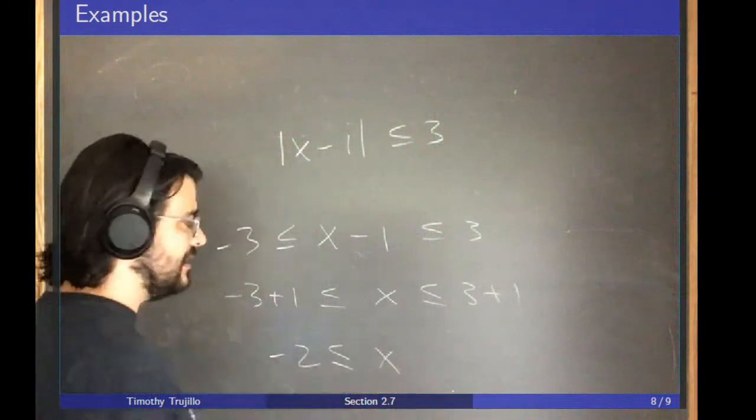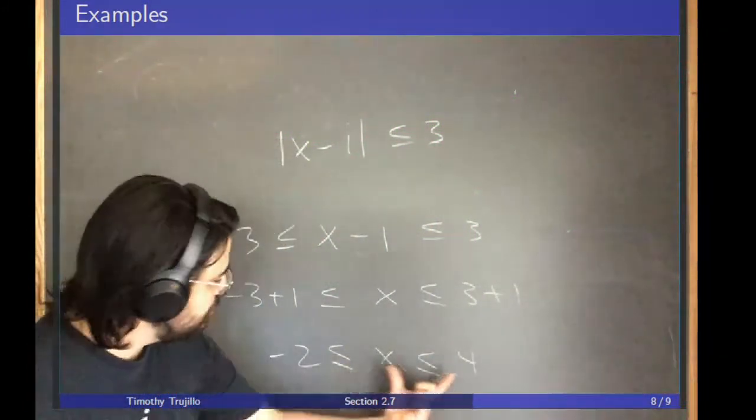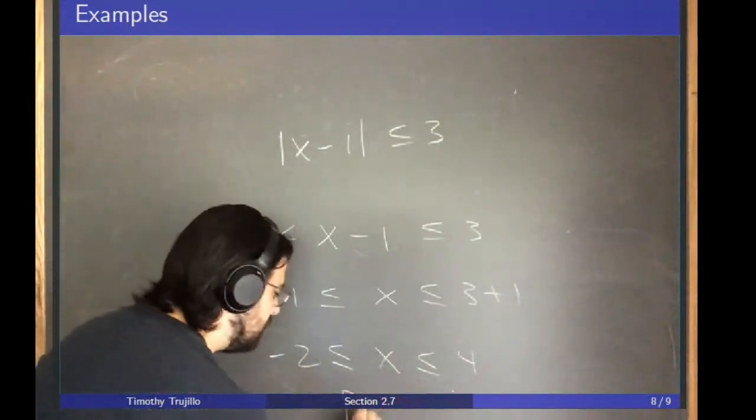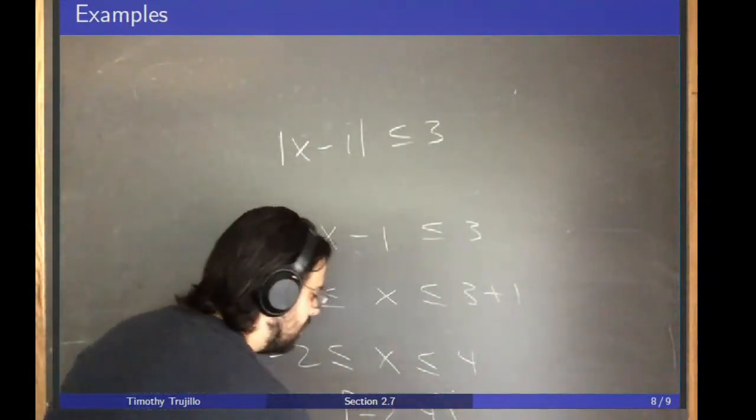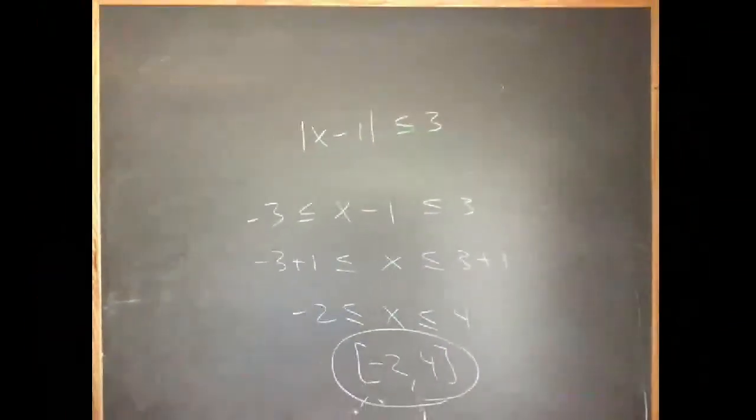Here we have the x isolated on its own, and then over there we've got 4. And we include both the 4 and the negative 2. So in interval notation, it's negative 2 to 4, including both negative 2 and 4. And I'll show you the whole board there so you can see the whole answer.